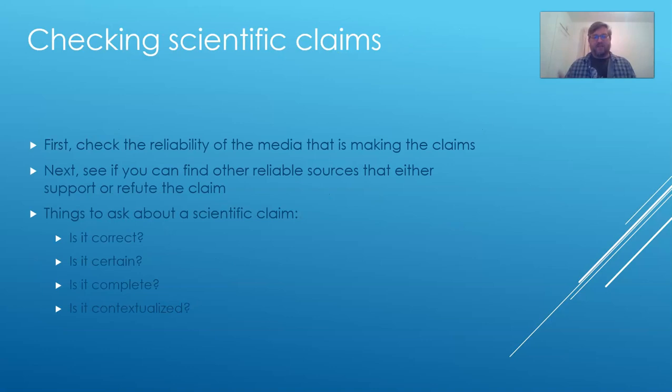So in this video, we're going to focus on those physical or natural science claims, since that's the course that we're in. And when you're looking at one of those claims, the first thing to do is check the reliability of the piece of media that you're getting that claim from initially, right? The place you first saw that claim. You want to check whether that piece of media is itself a reliable source. Next, you want to see if you can find other reliable sources that either support or refute that claim. Right? Can you corroborate it by finding another reliable source that makes the same claim or a similar claim?